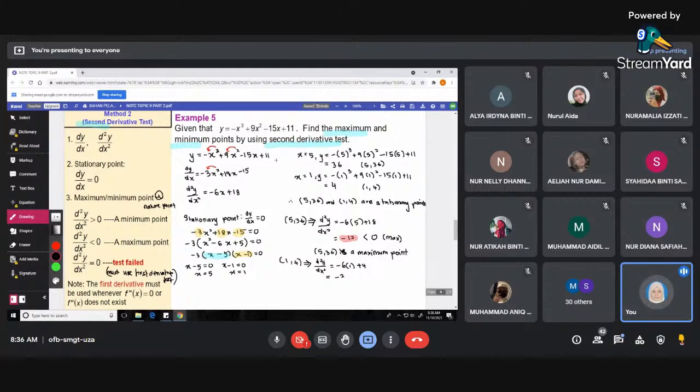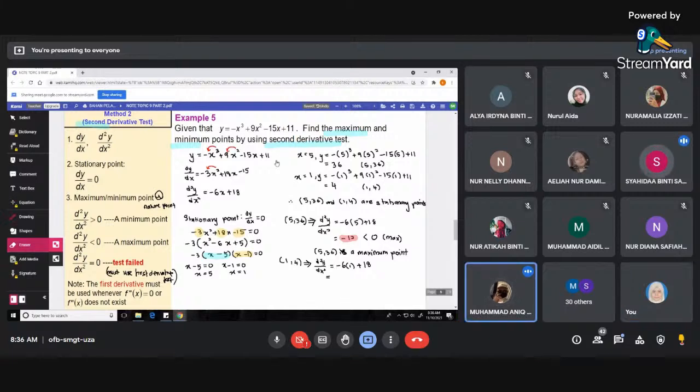Saya salah lah. Bukan tambah 4 lah. You all ni, tambah dengan berapa you all? 18. Seorang pun tak tegur saya ni. Tak kena ni. Cuba kira balik negatif 6 darab 1 tambah 18. Berapa jawapan dia? 12.